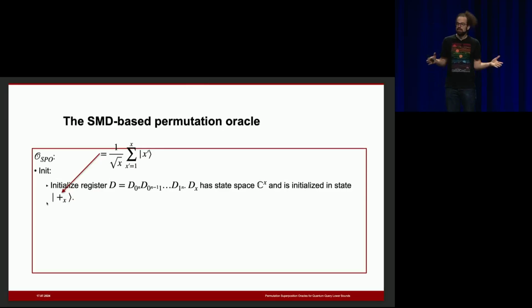So here are the details. For an n-bit permutation, so a permutation of 2 to the n elements, we initialize 2 to the n registers, Dx for all x, and the xth of these registers has state space Cx, so it has x different computational basis states. And it's initialized in the uniform superposition. And the idea is now that the content of register Dx actually encodes the value Tx, which is the xth transposition in the strictly monotone decomposition.